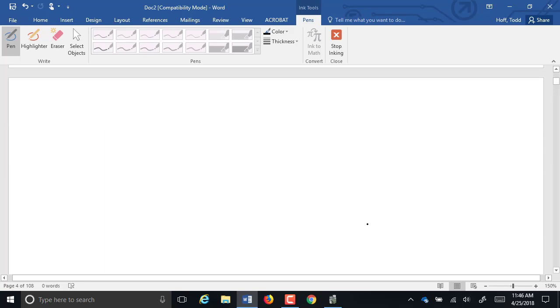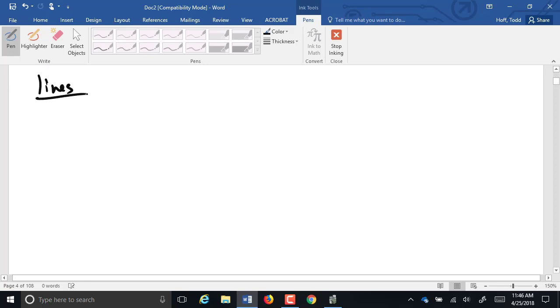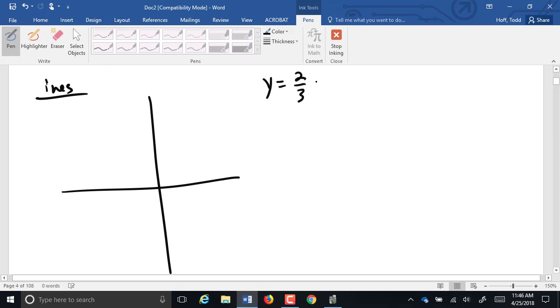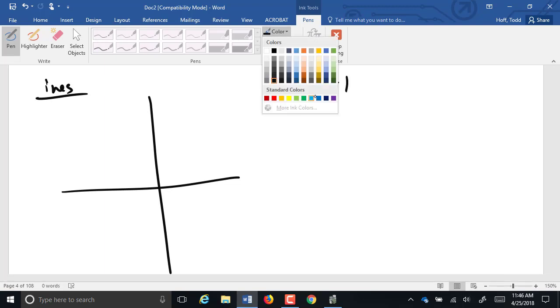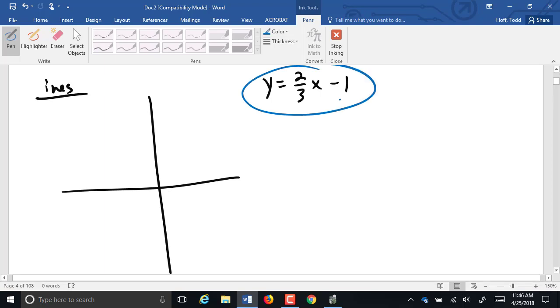Okay, so next, let's go back to our lines. And what I want to do is explore some relationships between lines. One relationship we can have from lines might look something like this. I'm going to start out by graphing y equals 2/3 x minus 1. So when I graph that, of course, I start at the number that's not multiplying x. That's my y-intercept, negative 1, so that's my starting point.